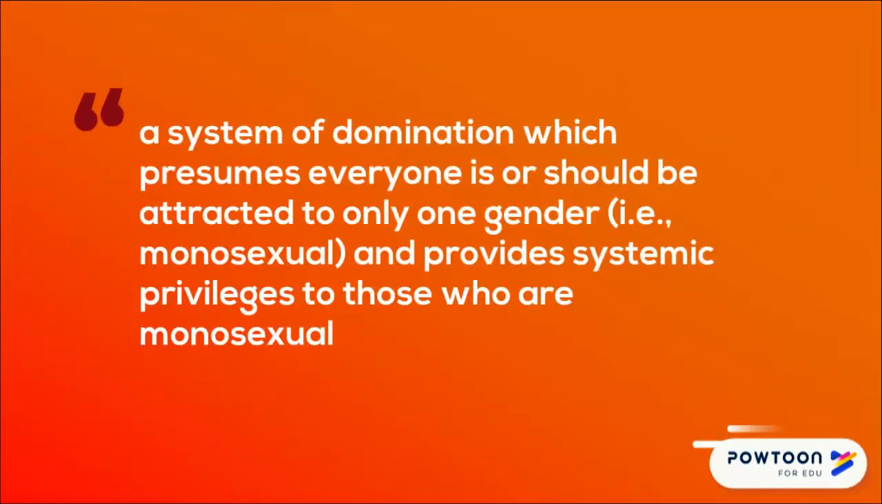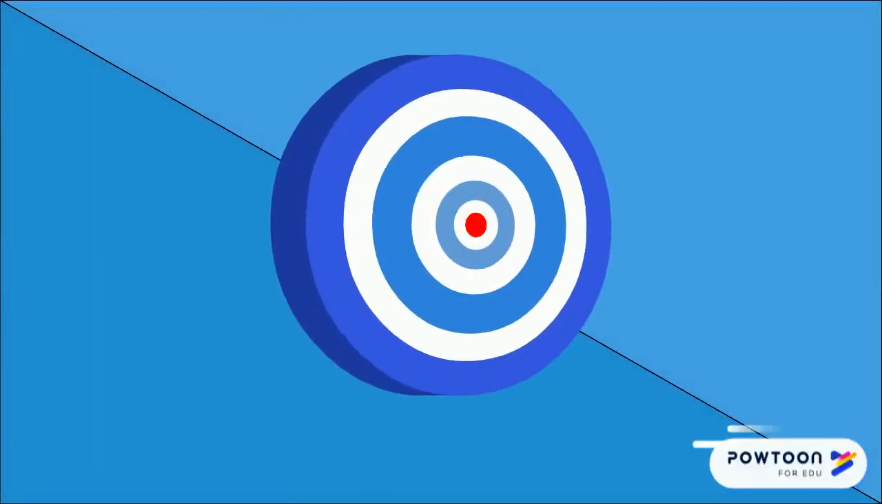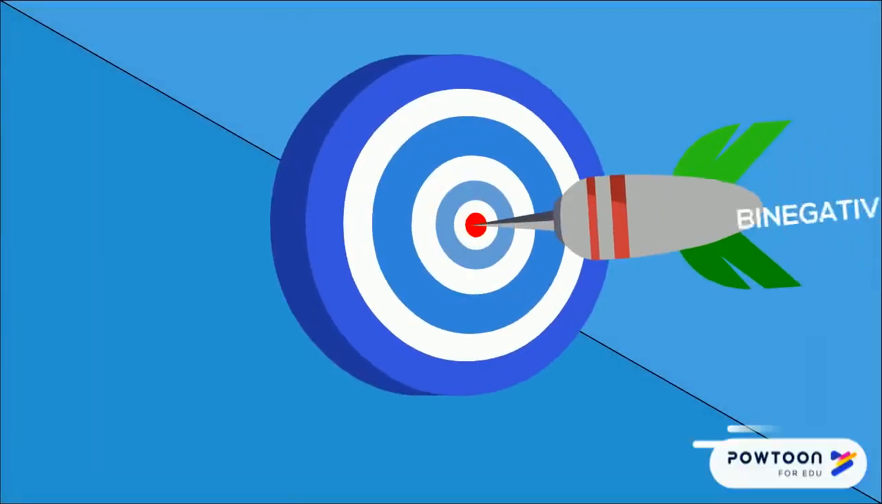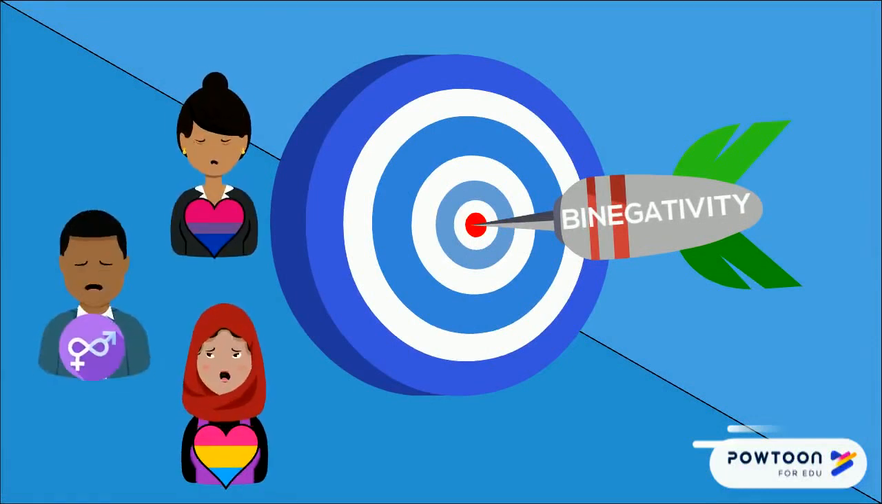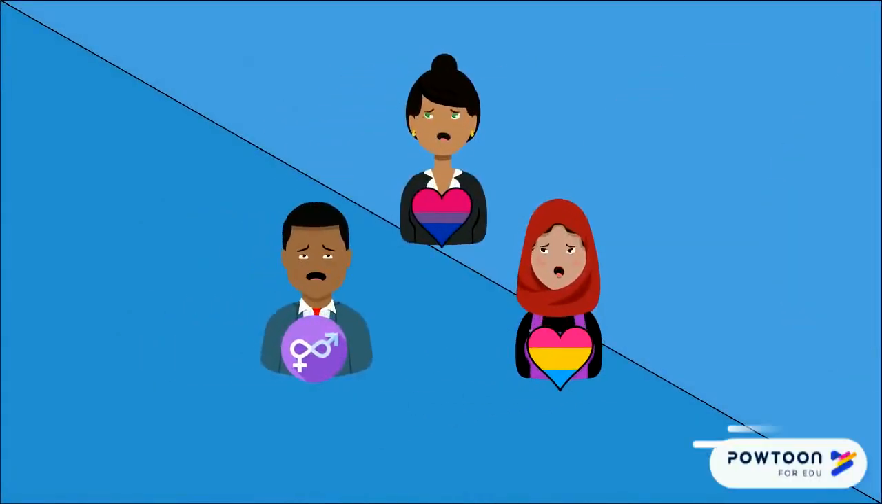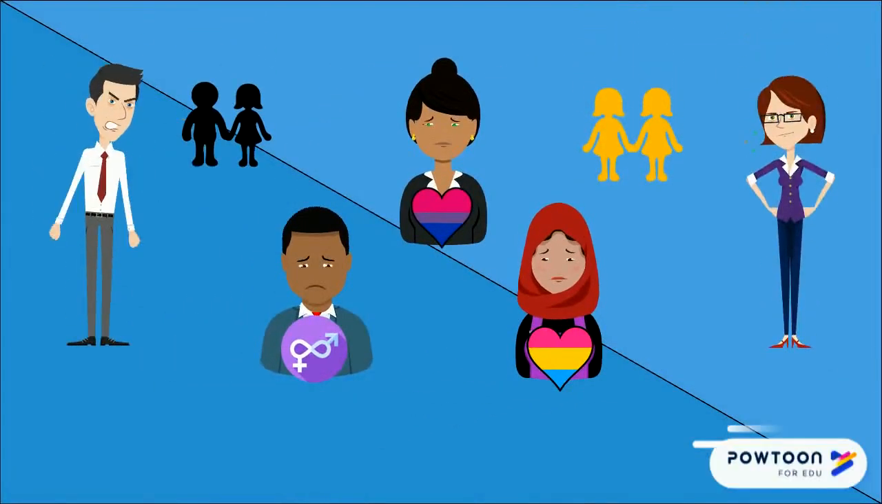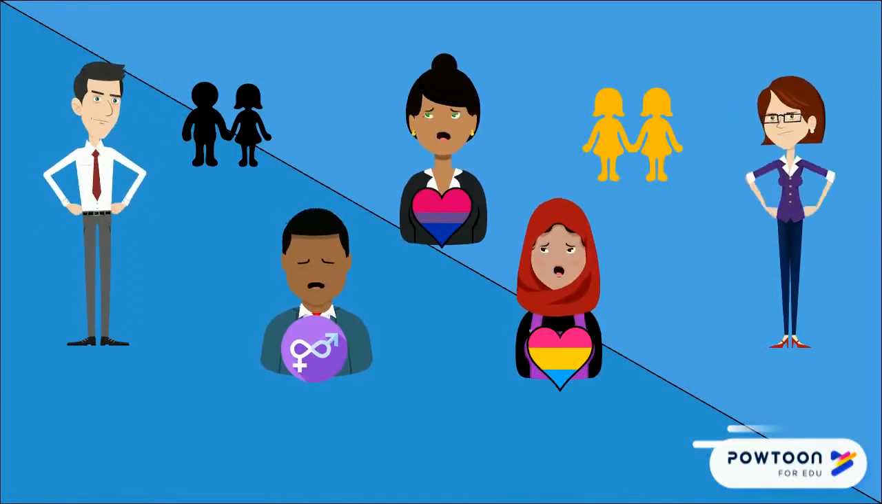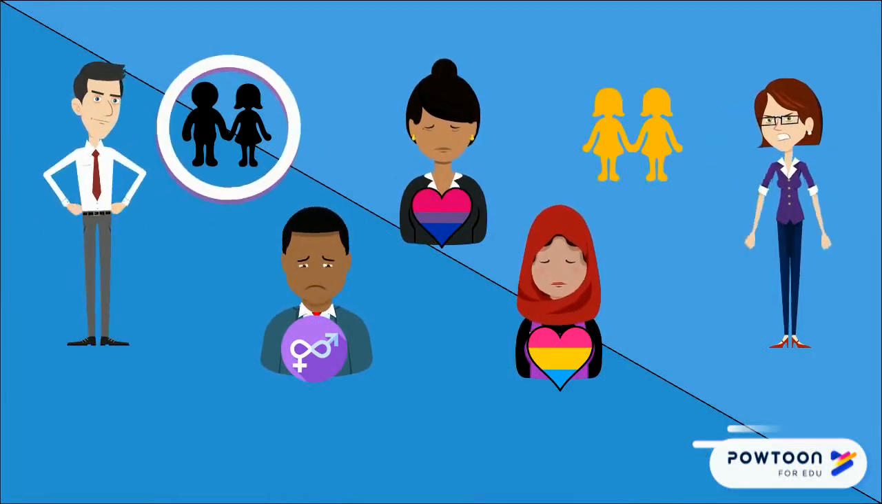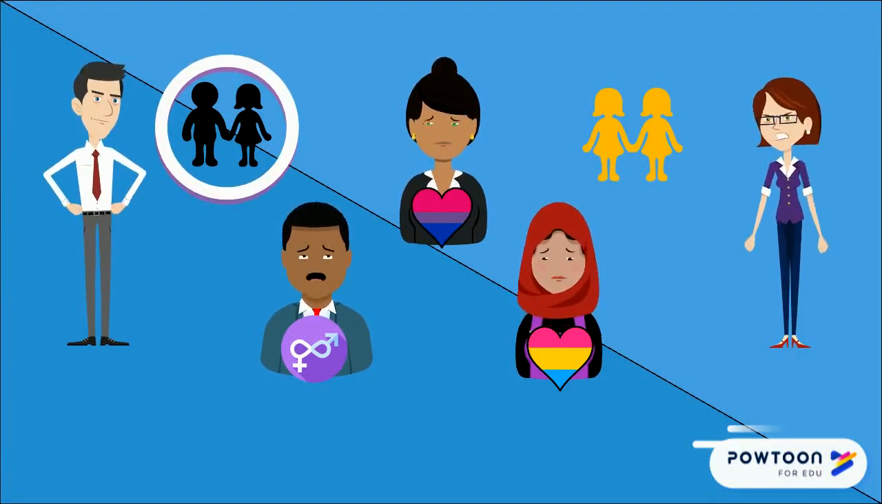Monosexism is a system of domination which presumes everyone is or should be attracted to only one gender, that is, monosexual, and provides systemic privileges to those who are monosexual. Monosexism results in targeted negativity towards people who are bisexual, pansexual, or otherwise non-monosexual. This negativity can be reinforced by both straight and gay communities, but monosexism ultimately affords the most privileges to those who are straight because their single-gender attraction is supported by heterosexism.